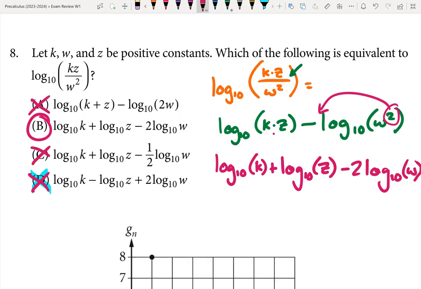But again, using our log properties as we see here, which we've seen, we've done expanding, we did condensing, just like we see here.